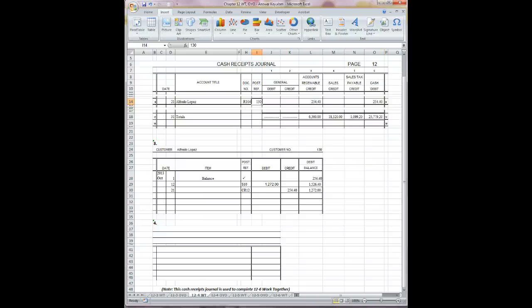Next step is prepare a schedule of accounts receivable for Graphics Inc. on October 31 of the current year. After transactions that are not shown in the working papers, I'm not going to read those to you until we get there.